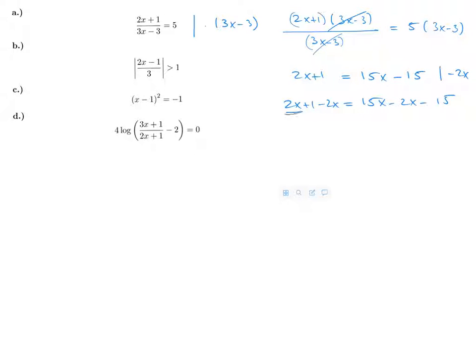And as you can see, plus something minus something is just 0, so I get 1 is equal to, and 15x minus 2x is just 13 times x minus 15, and then I add plus 15 on both sides, so I get 16 is equal to 13x. Then I divide the whole thing by 13, and then I get x is equal to 16 divided by 13.